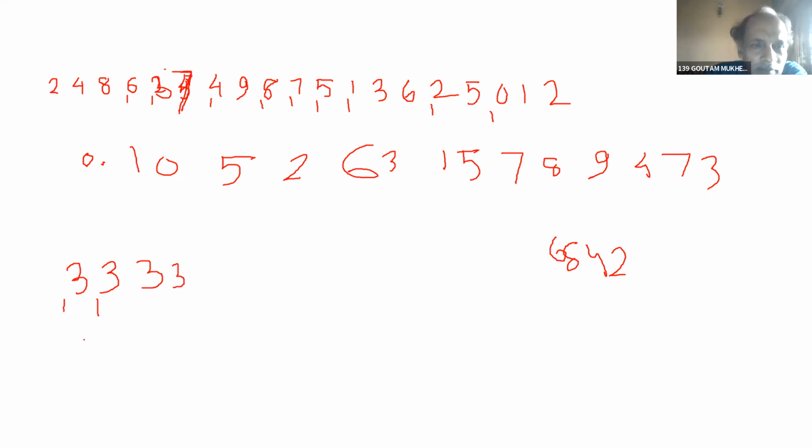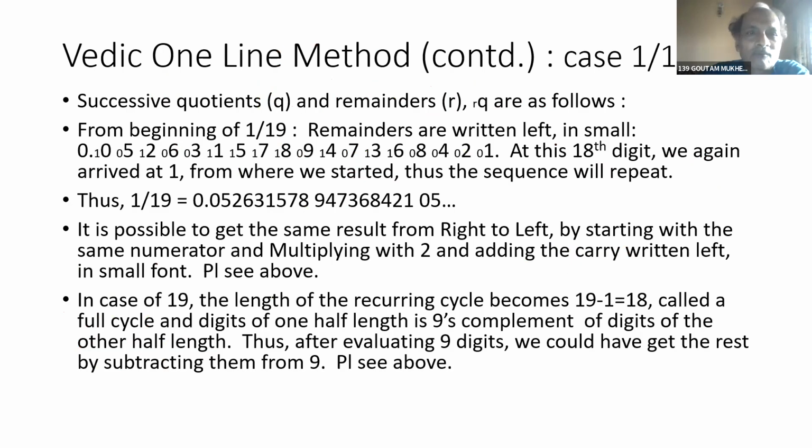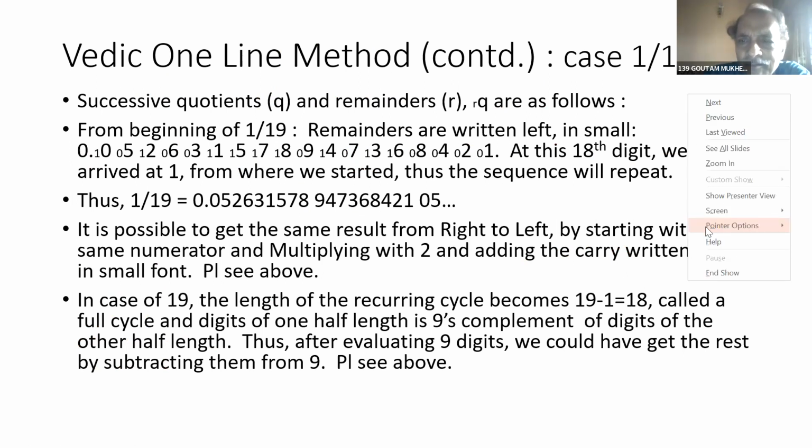Similarly, I start with a number 6 with a carry 2. I multiply by 4. 6 into 4 is 24 plus this 2 is 26. Again I will get 26, like this. All 6, 6, 6. So there is a mystery behind all these things. This is about this Vedic one-line method. Anything? Any reaction?